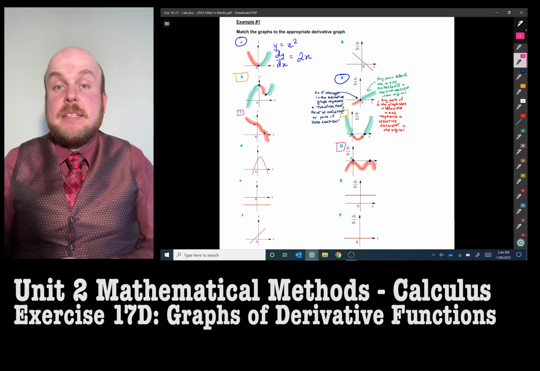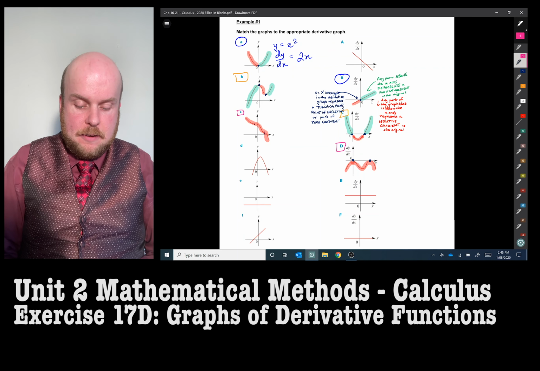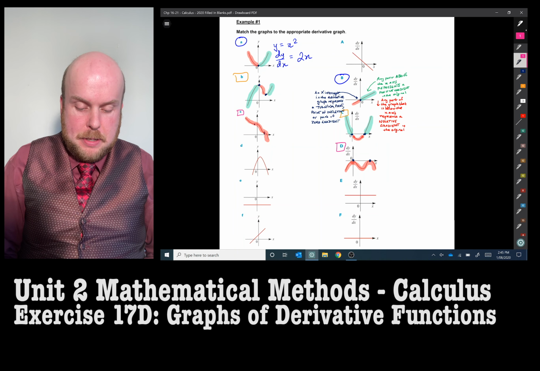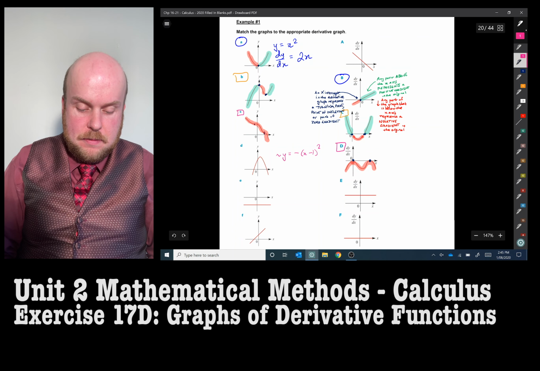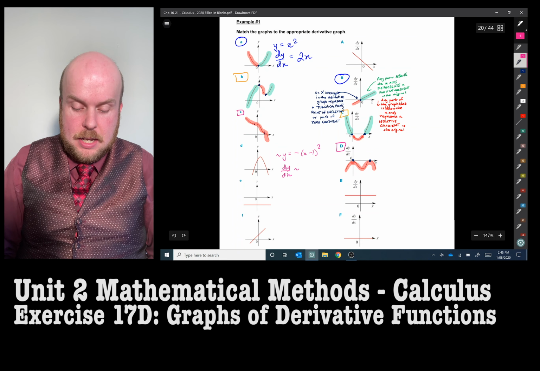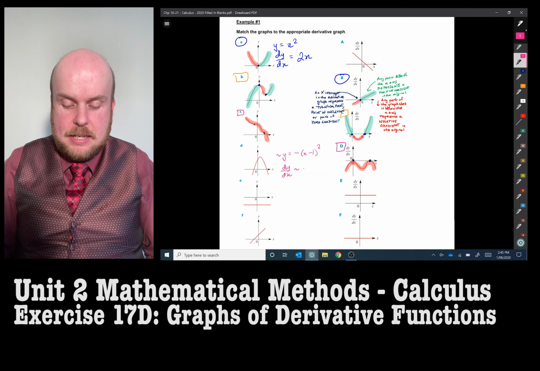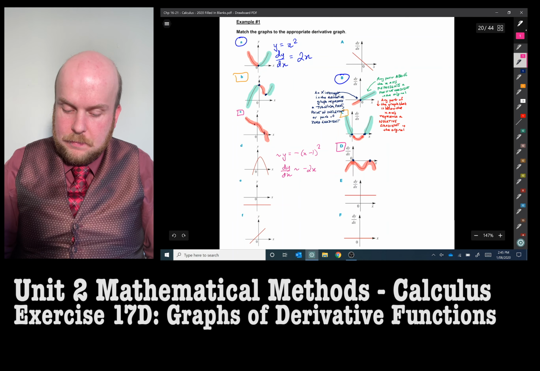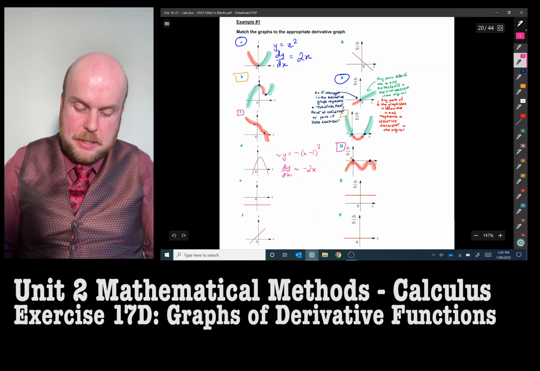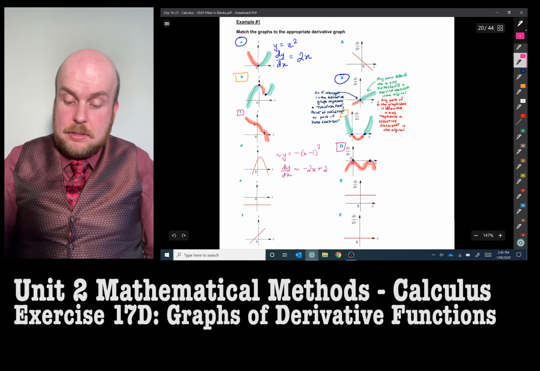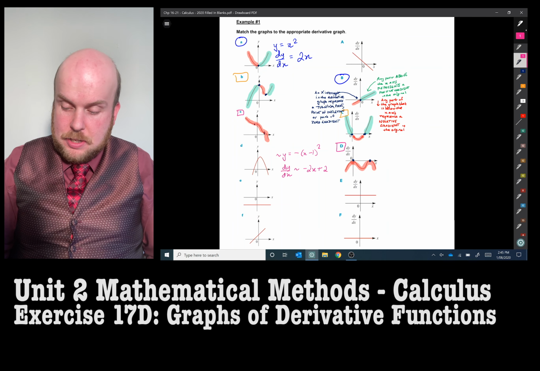Let's have a look at D. D is a negative parabola. So it would probably be something like y equals negative (x minus 1) squared. So therefore the derivative would be approximately something along the lines of negative 2x. So it should be a negative linear graph. And the negative linear graph here, and in fact, it'll probably be approximately that. So therefore, the only one that matches that idea is this one at the top here.